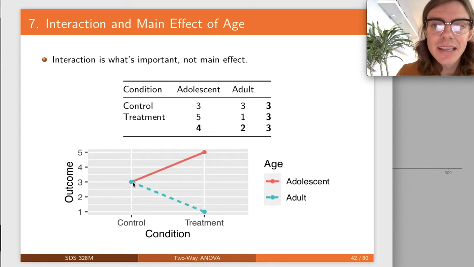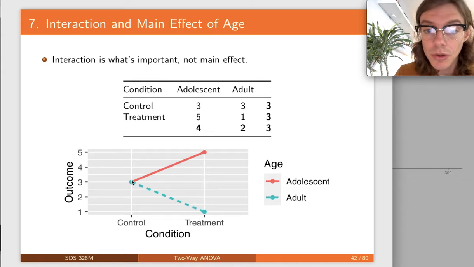So the main effect is totally qualified by the interaction. The interaction tells you what's really going on, and it's telling you the effect of treatment depends on what age group. If you're an adult, treatment hurts. If you're an adolescent, treatment helps. And you wouldn't be able to see that if you weren't modeling the interaction.